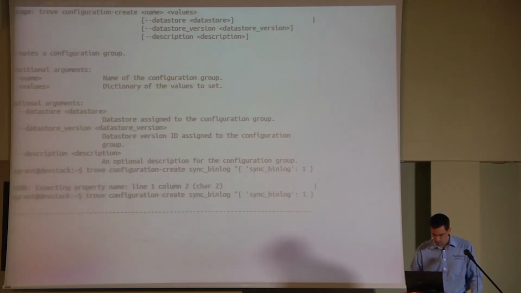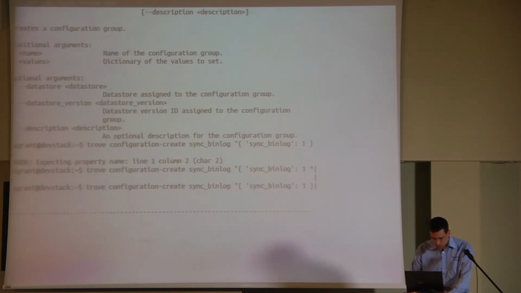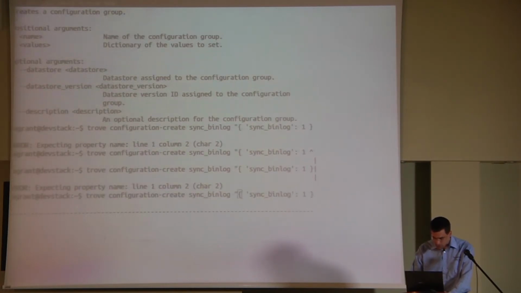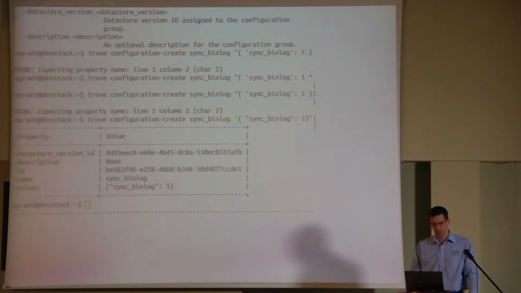Oops. There we go. Yeah. What was that? No, I did close it. There is a double quote at the end. See that? There we go. Sync_binlog. Let's see if this works. Much nicer. So we've just created a configuration group, and the only thing that it does is set the sync_binlog value to 1.